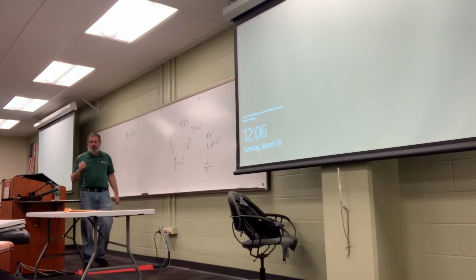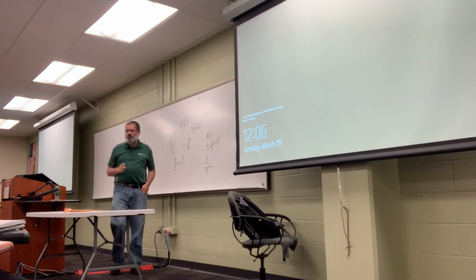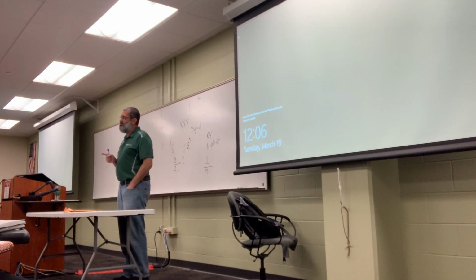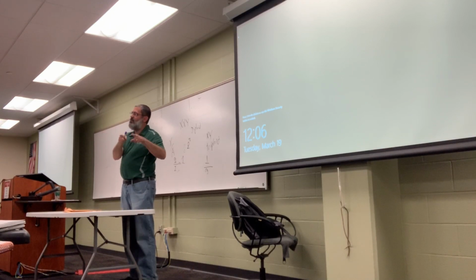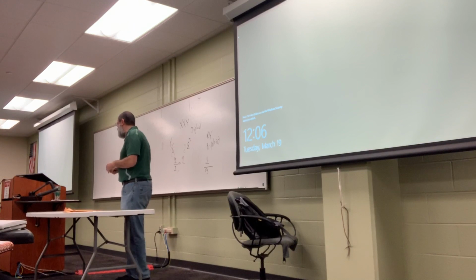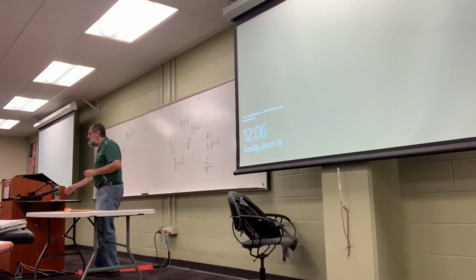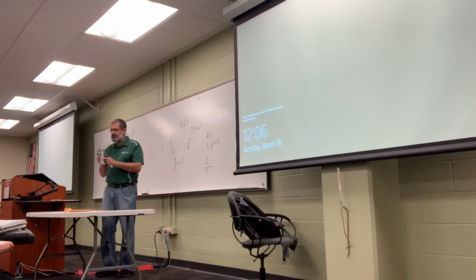So again, here's the setup. Meiosis one is a non-disjunction issue. Only one chromosome is affected. Here's what you end up with. You end up with four cells. Two of them have 25, two of them have 23, true or false? Anyone?